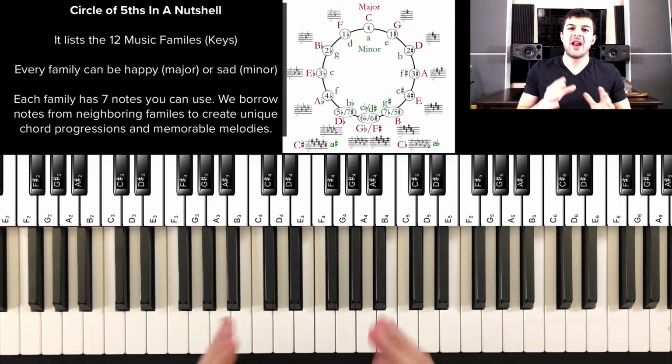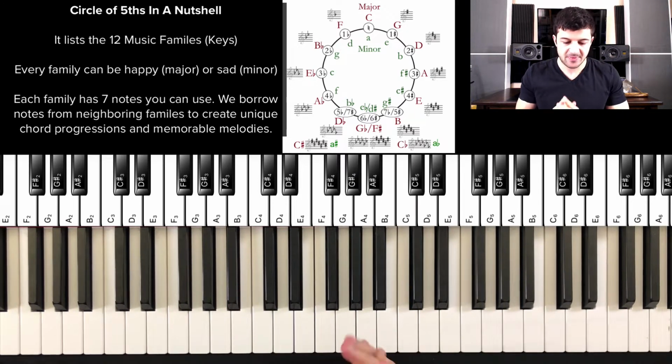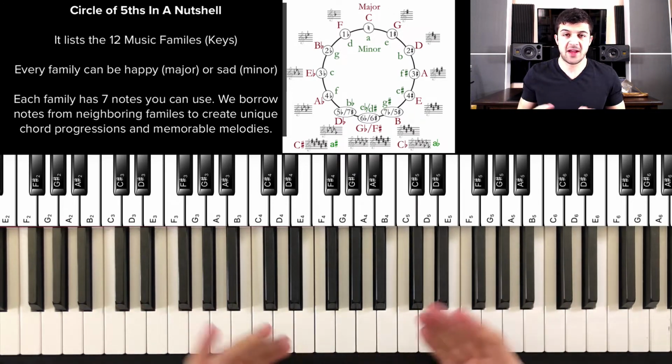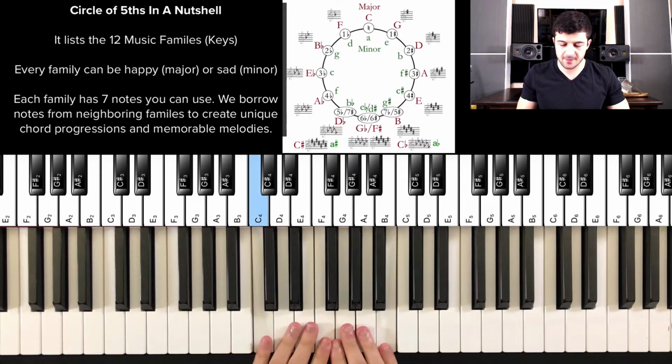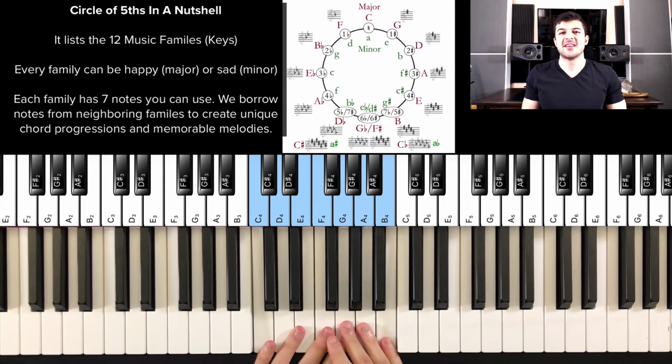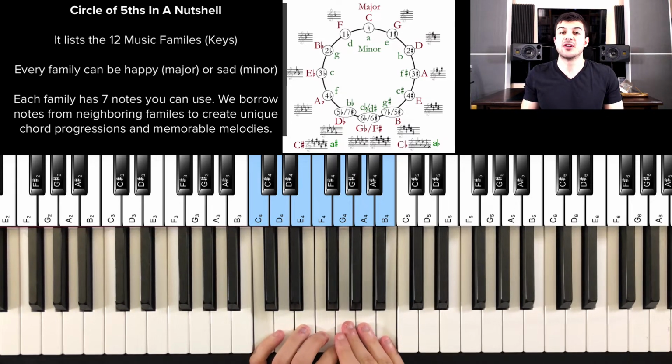Now, what happens when we jump from key to key? So the first circle of fifths, it shows that we have a C major. So the 7 notes that we're using in this music family are going to be right here. And the way that you can get these scales is, one, you can download the free Piano Cheat Codes PDF, where I literally give you all the scales written out for every single one of the 12 music families, the 12 keys, including major and minor scales.